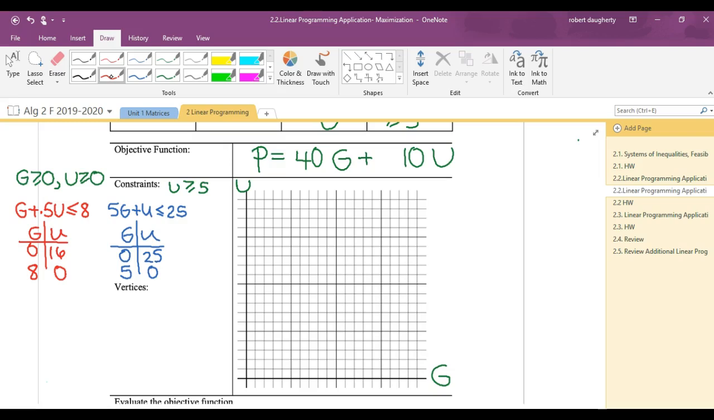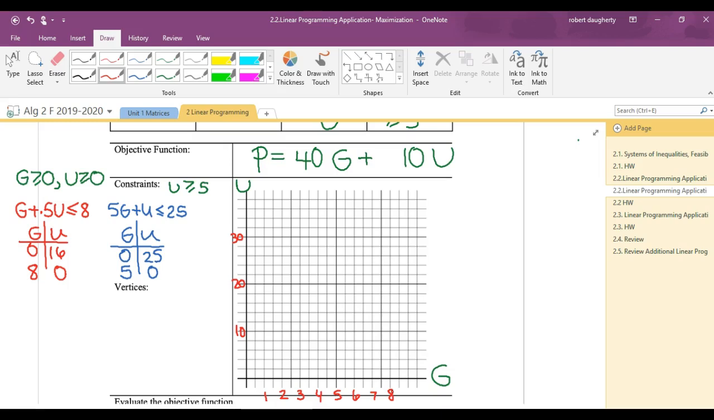I can't quite do every one, so I can probably do something like this. This could be 10, and this could be 20, and this could be 30 for the U-axis. And on the G-axis, I need to go up from 0 to 8, so that one would be fine. Just go 1, 2, 3, 4, 5, 6, 7, 8. Should be good there.